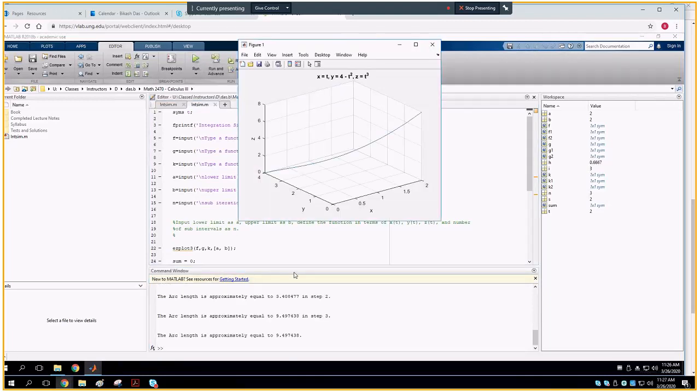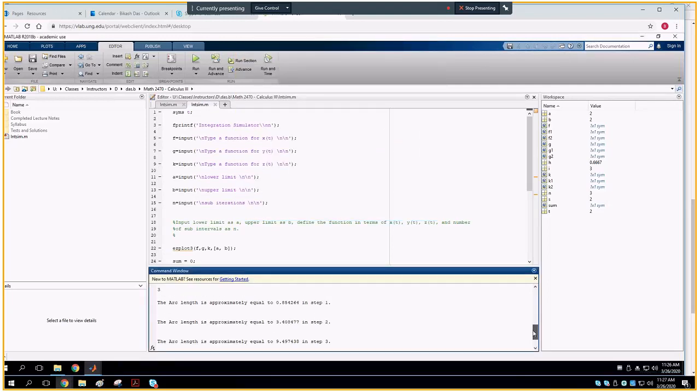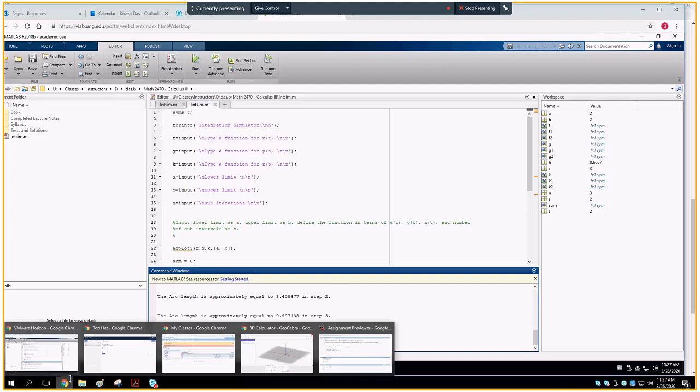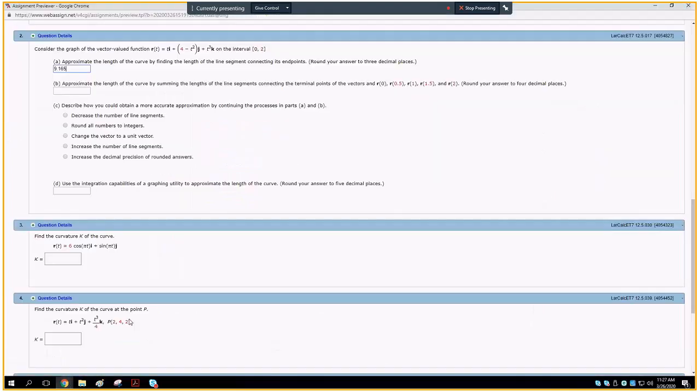And it will show you each step how the values are changing. So after all this work, the final approximation of the arc length is 9.497 rounded to 3 decimal places. So let's go ahead and put that in. 9.497.